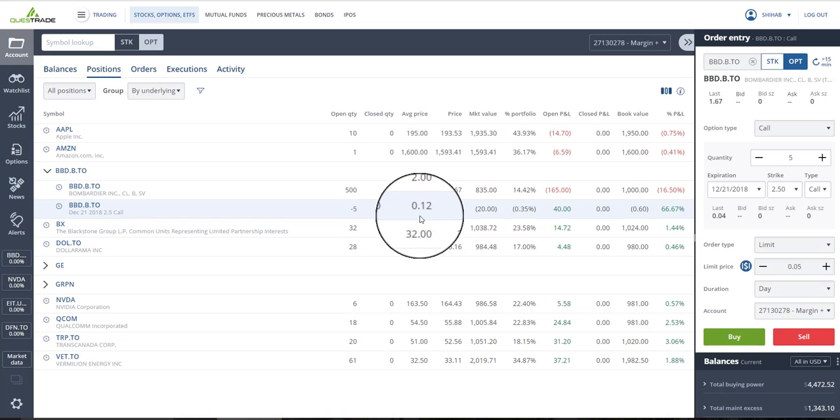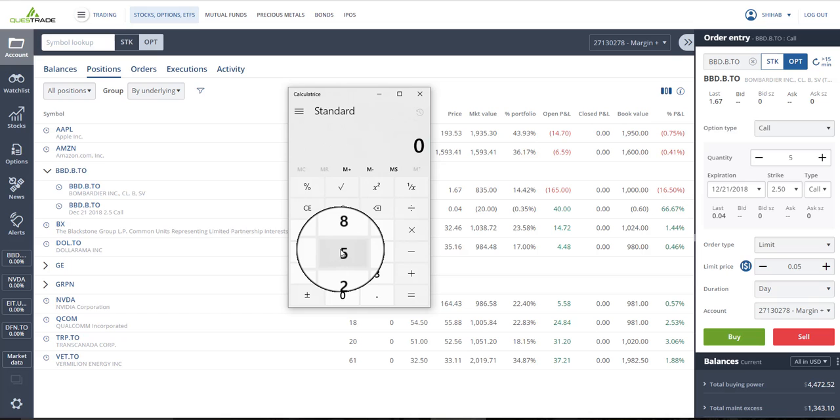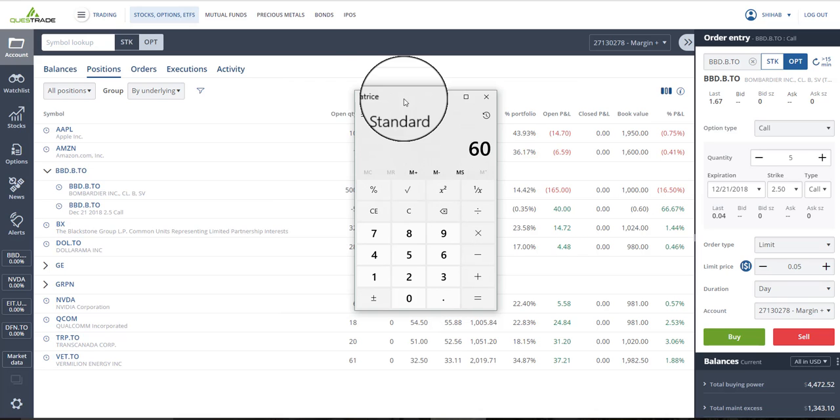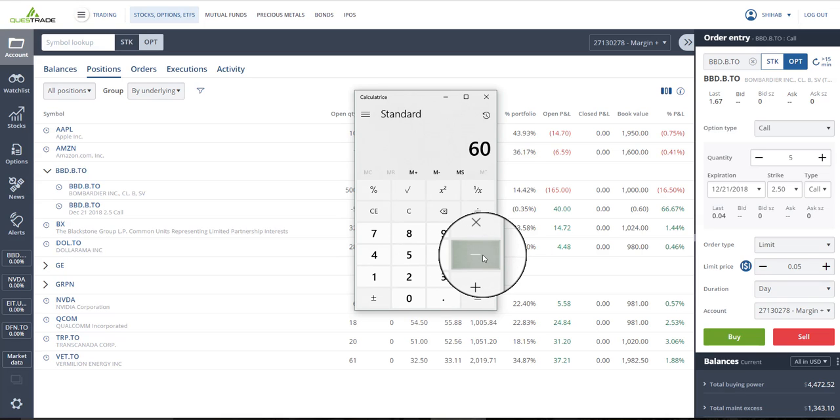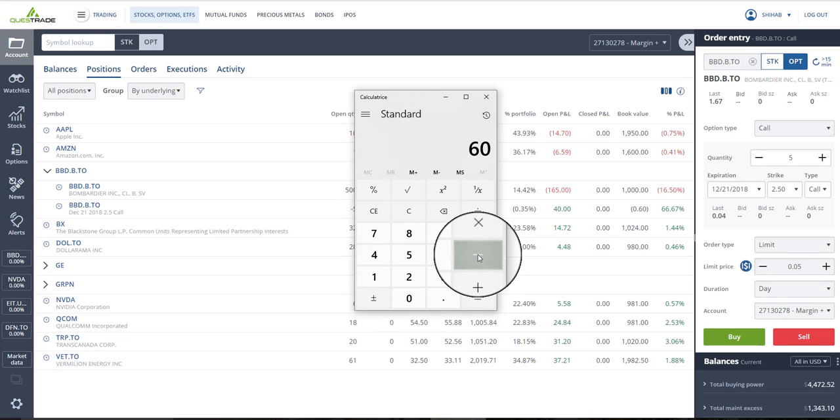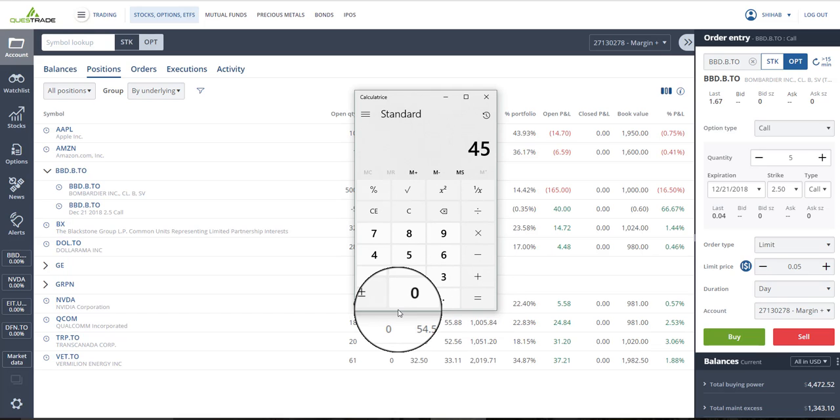So I sold option contracts at 12 cents. What that means is I collected 500 times 12 cents. I collected $60, which was deposited in my trading account, minus the fees. The fees for trading options with Questrade is $10 per trade plus $1 per option contract. Because there's 5 option contracts, it's $5 plus $10, so it's $15. So the fees in this case are $15. So I collected $45 after fees.